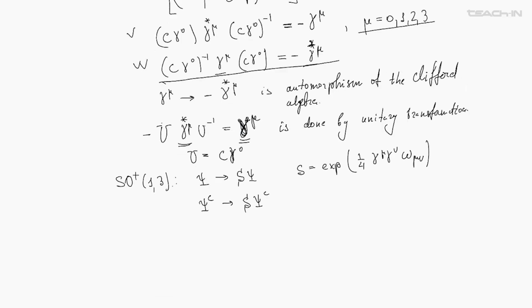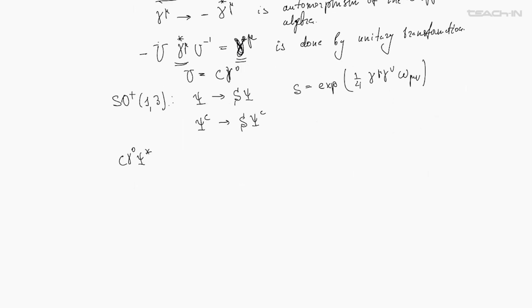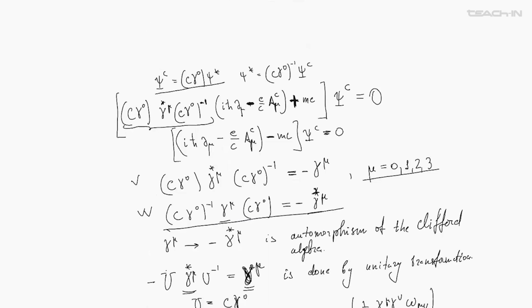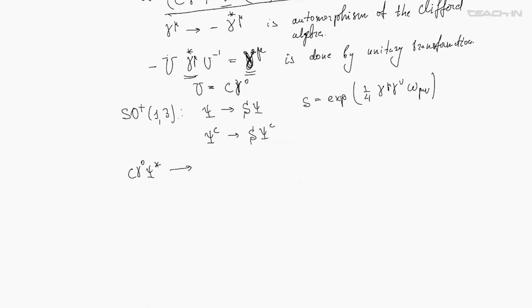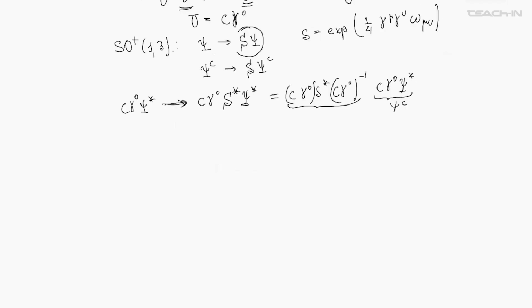So you see, if I consider a charge conjugate spinor, and then I multiply it with C gamma 0 to produce the charge conjugate spinor, according to this formula here. Then under Lorentz transformation, where does this quantity go? It goes to C gamma 0 S star, the charge conjugate Lorentz transformation, multiplied with psi star. So I've just taken this transformation here and applied charge conjugation to it. Then I can write it as C gamma 0 S star (C gamma 0) minus 1 C gamma 0 psi star. And so this is my psi charge conjugate, and this is a transformation of S star.